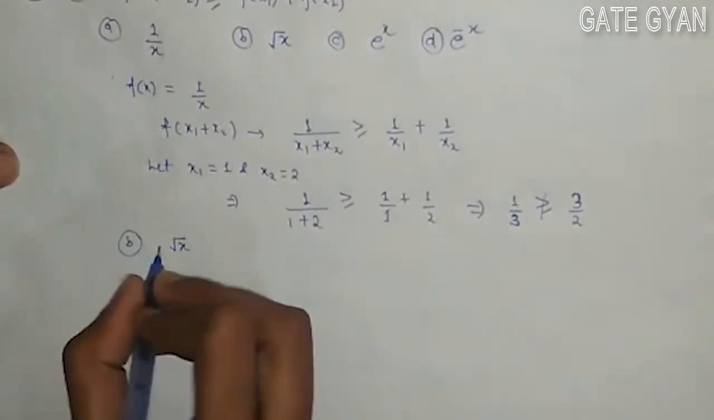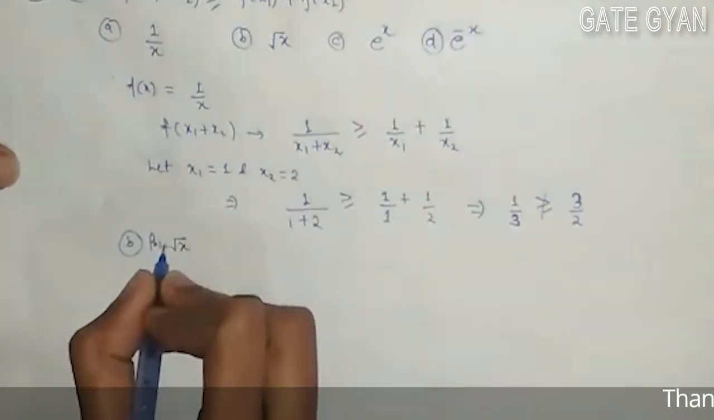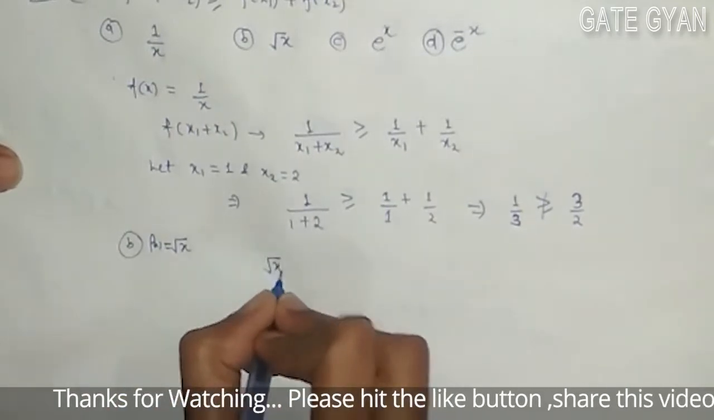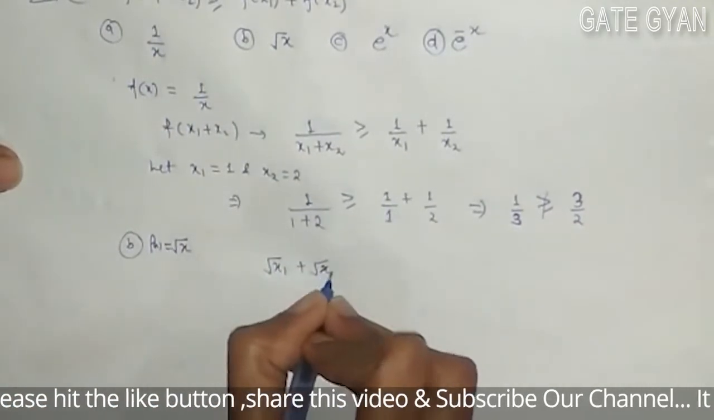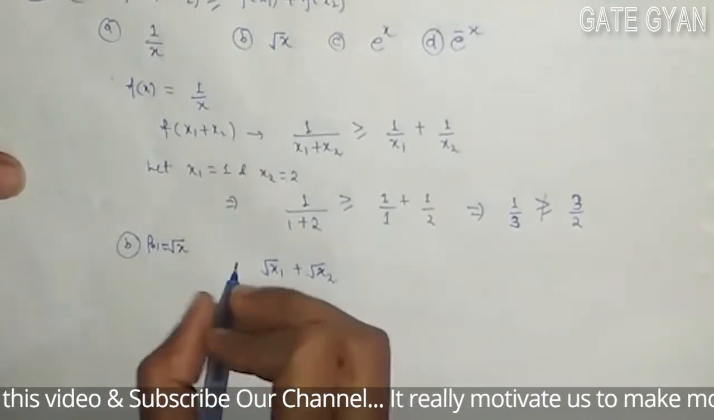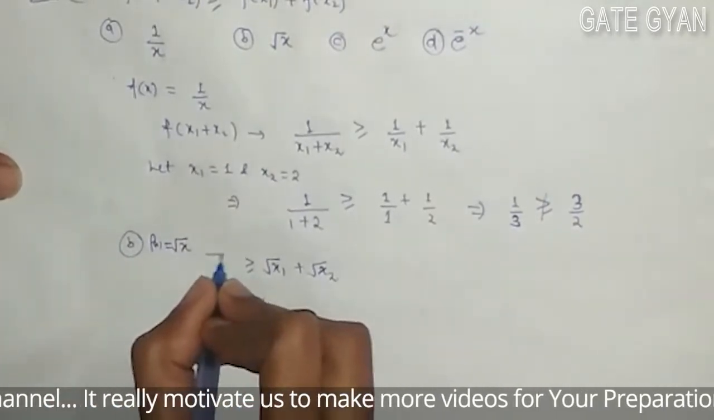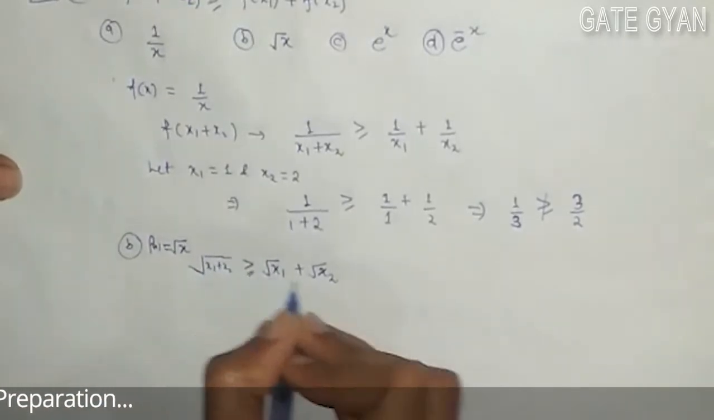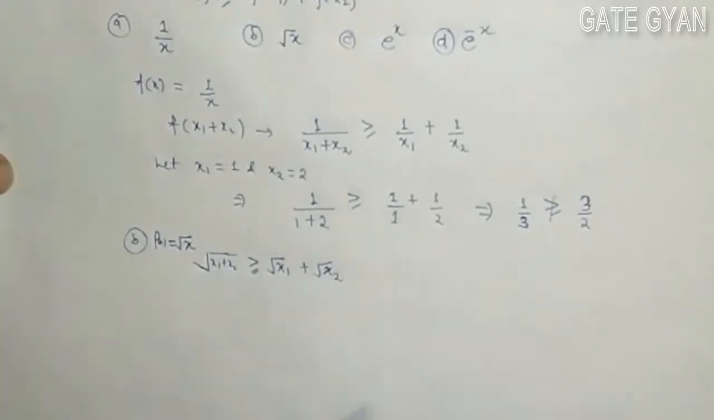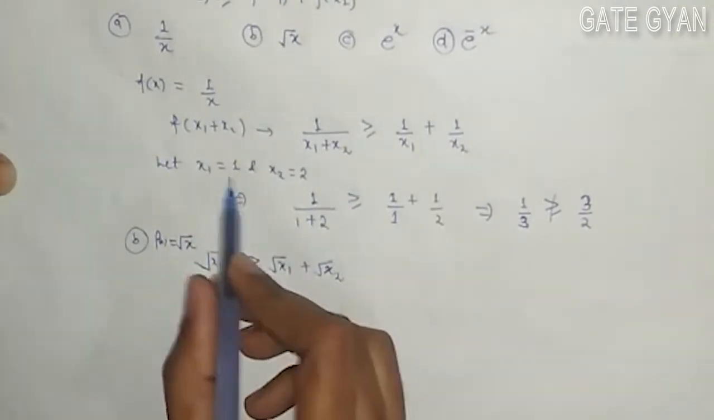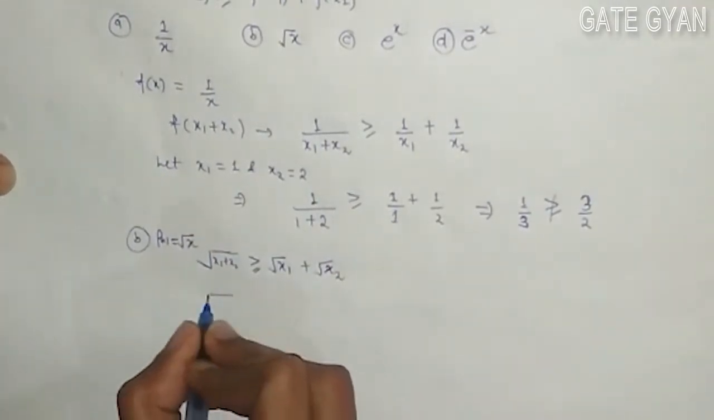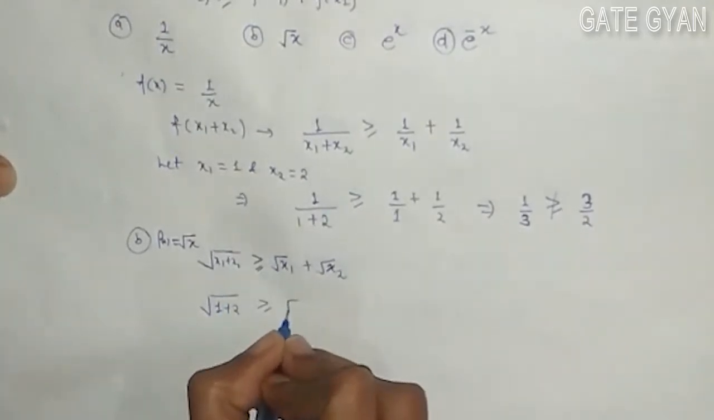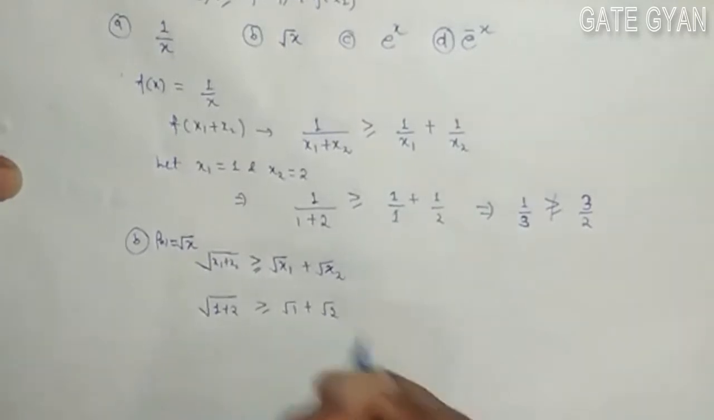Root x. f of x equal to root x. So how will it look like? Root of x1 plus x2 must be greater than or equal to root x1 plus root x2, and we have taken x1 as 1 and x2 as 2. So this is going to be root of 1 plus 2. This must be greater than root 1 plus root 2.